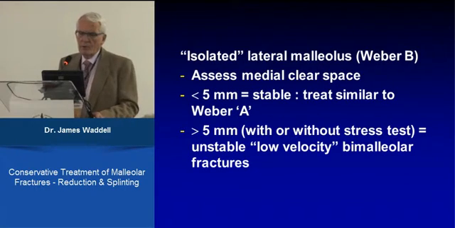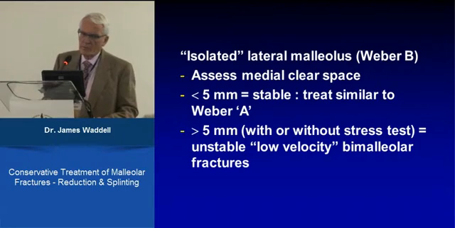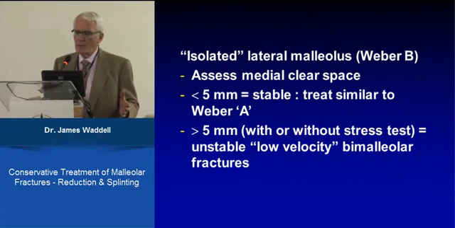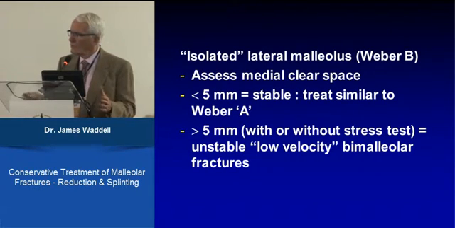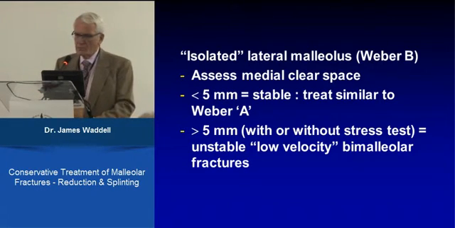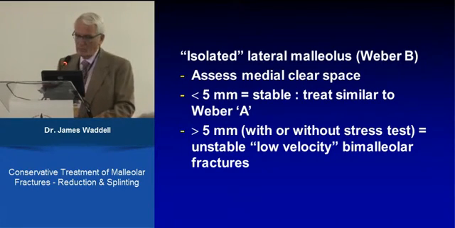Now, the Weber B fracture, you have to assess the medial clear space. Less than 5 millimeters of clear space is a stable fracture, and you can treat it just like a Weber A. Greater than 5 millimeters of clear space, with or without a stress test, it's like an unstable bimalleolar low velocity fracture. In other words, there is a potential for it to be unstable. It requires a little more attention to detail, but does not, by virtue of having that bit of clear space, necessarily require surgery.